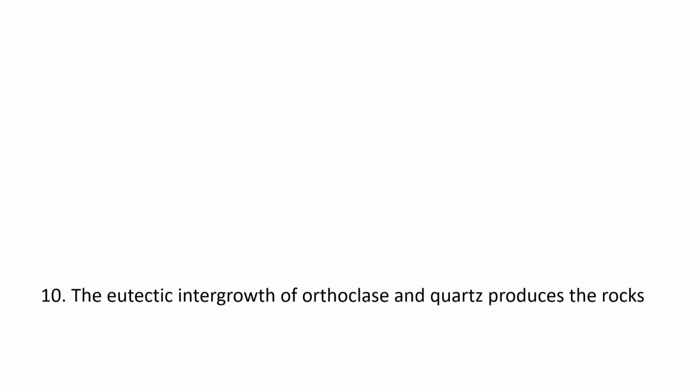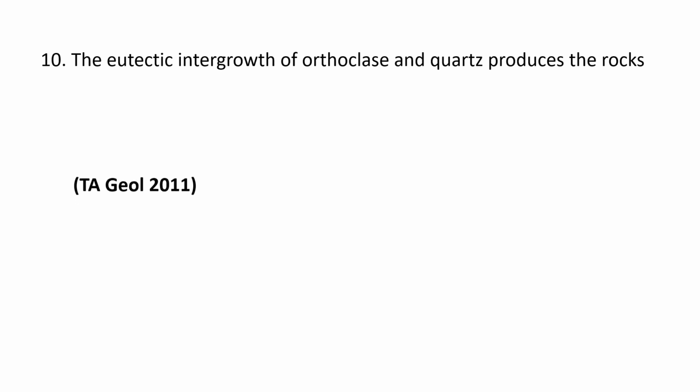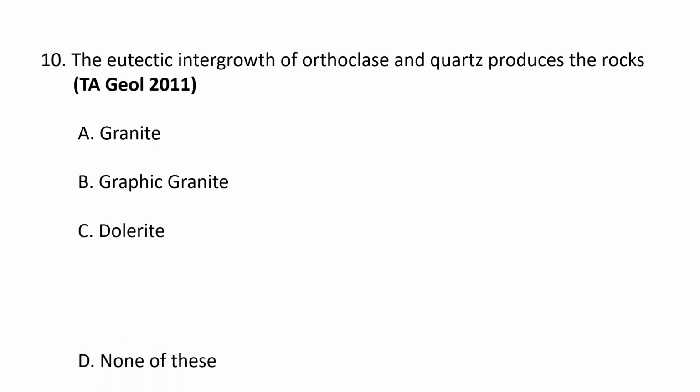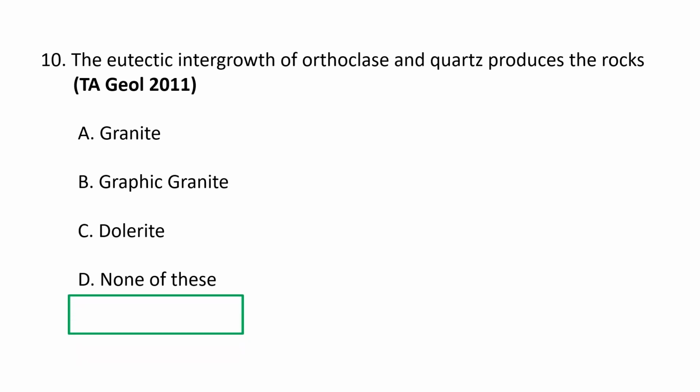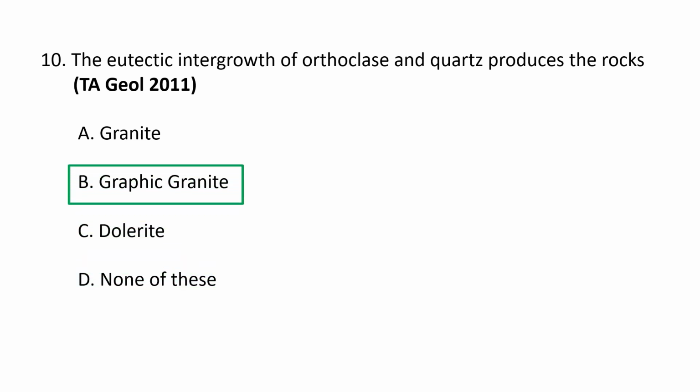Next question. The eutectic intergrowth of orthoclase and quartz produces the rock A. Granite, B. Graphic granite, C. Dolerite and D. None of these. So the correct option is B. Graphic granite. Graphic texture is commonly found in granites and results from the intergrowth of quartz and orthoclase.